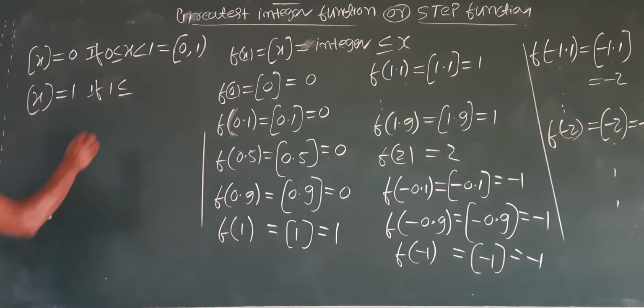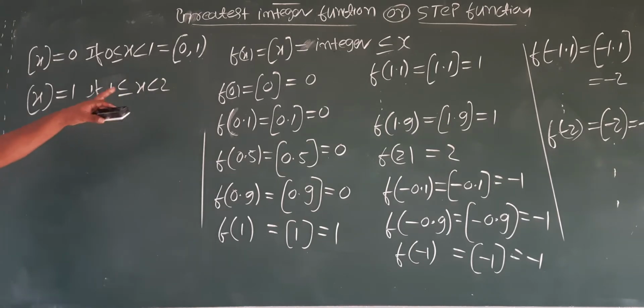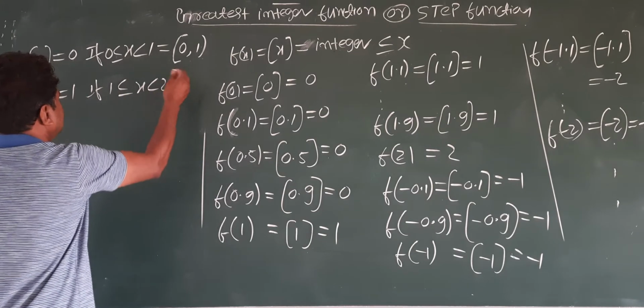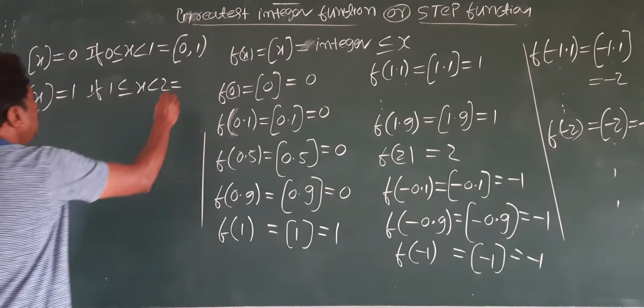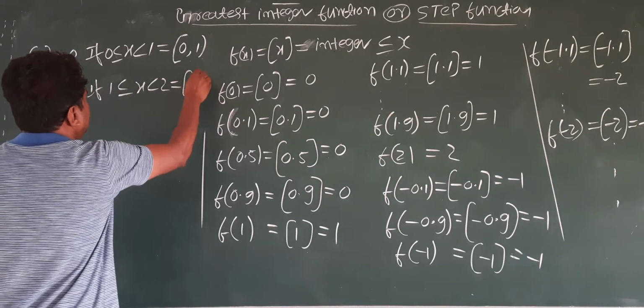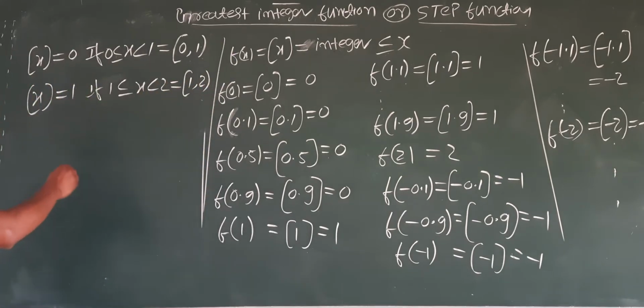From where to where? Up to 2. Is 2 included or not included? Not included. So 2 is not included. Again it is an open interval, 1 to 2. This side is open.